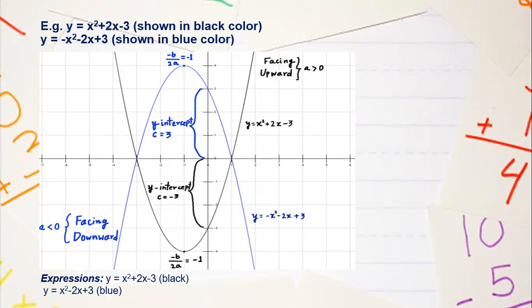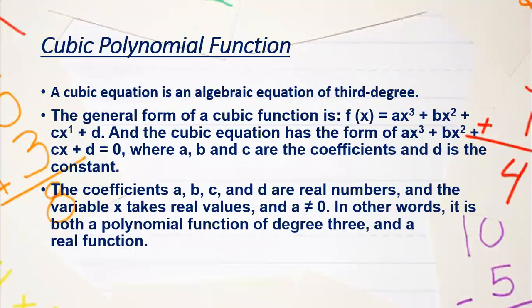We can see a smaller than 0 is facing downwards, which is blue. It has a y-intercept of c = 3, and a greater than 0 is facing upwards with a y-intercept of c = -3. The last one is the cubic polynomial function.